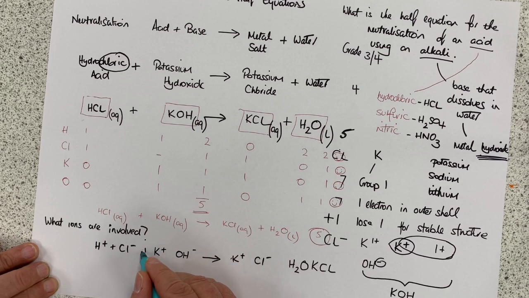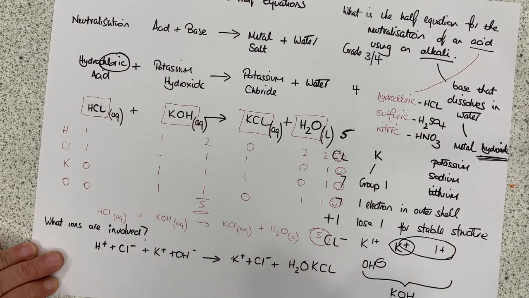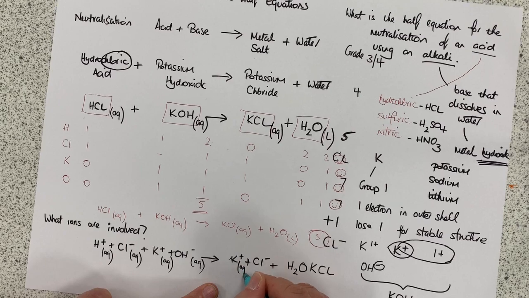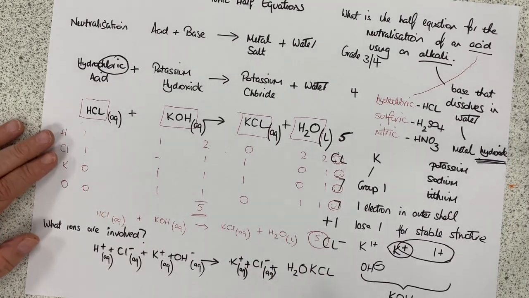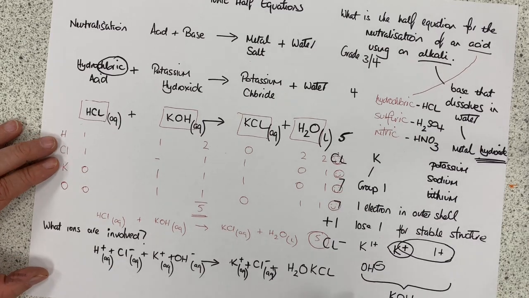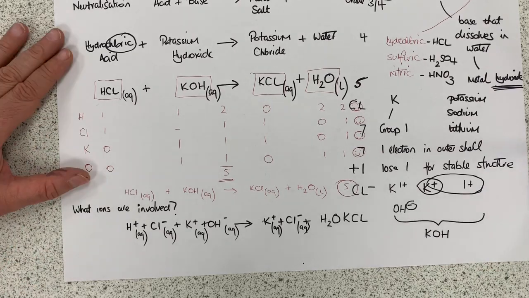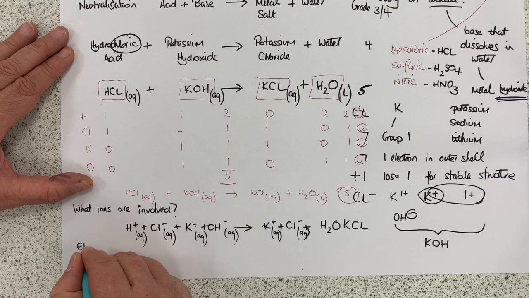Plus, plus, plus, plus, plus, okay? And we still need the state symbols, but there's going to come a point where I get bored of writing those. Okay. Aqueous, aqueous, and we've already got the liquid in. All right, we've worked out what ions are involved. There you go. We've just about got enough room left on the paper. So next step, eliminate spectators.